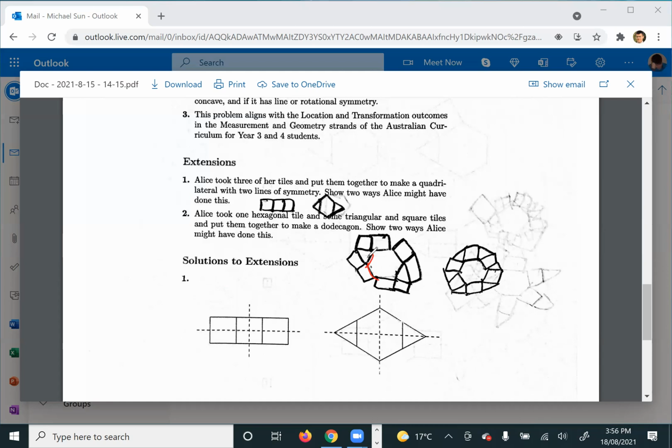1, 2, 3, 4, 5, 6, 7, 8. Alright, so this is 1. There's 4 of those, so that is 4 sides. And there are 4 sides outside. And there's a side in here, and a side here, and a side here. So there's 4 of those. And there's another 4 of these.